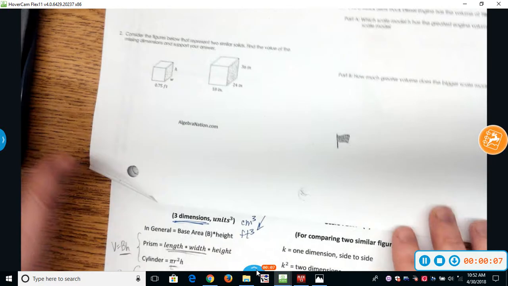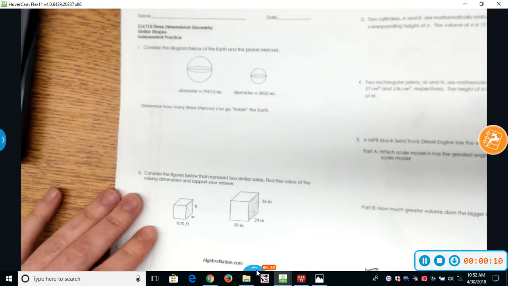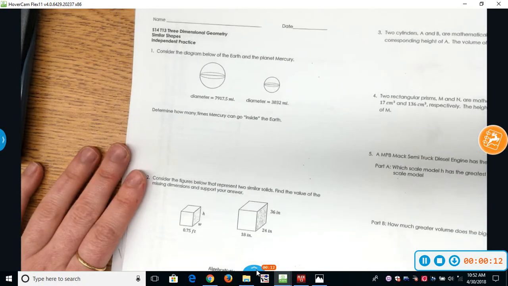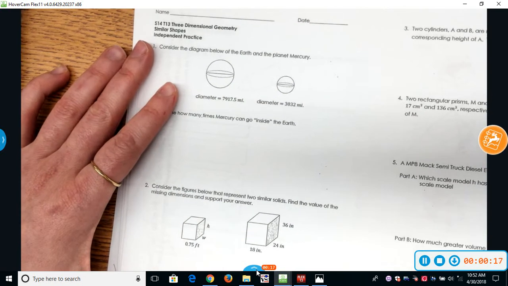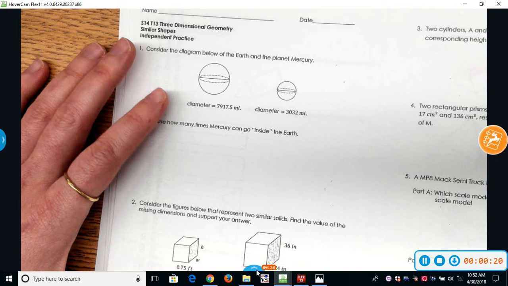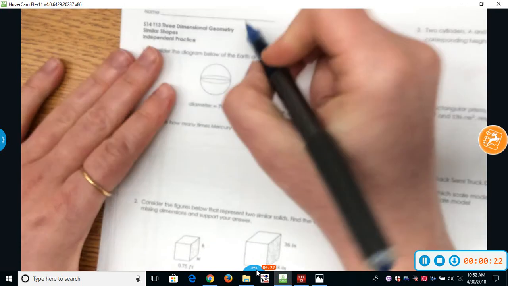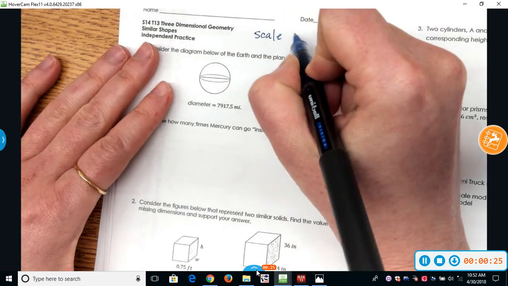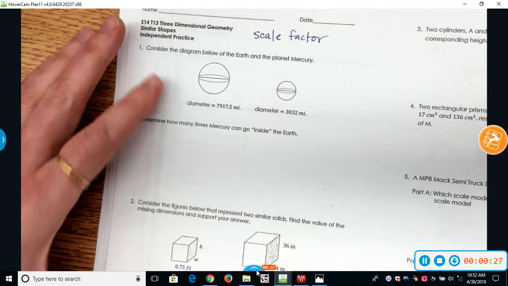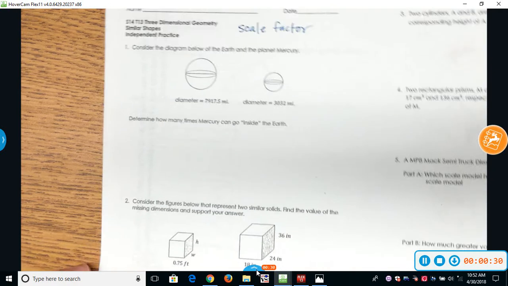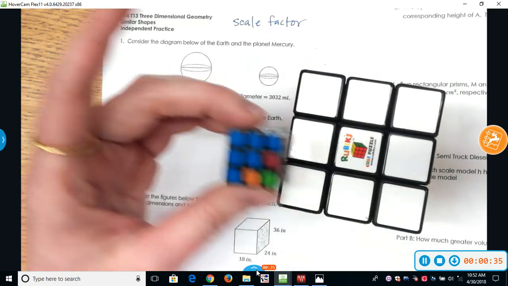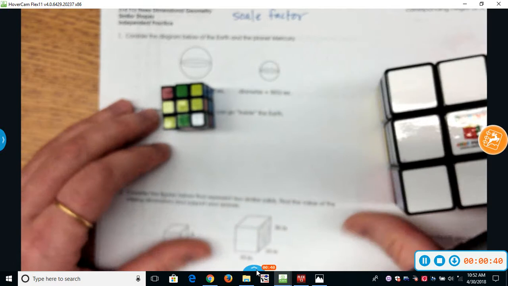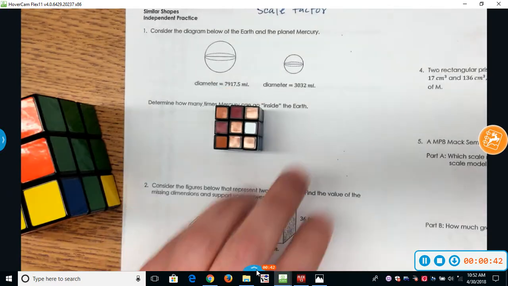Alright guys, so where we left off that we didn't get to before the end of class was this one last worksheet that we needed to go over. It's called Similar Shapes, but the way I refer to it is scale factor. So you have two similar objects and you know they're similar. For example, I have a big Rubik's Cube and a baby Rubik's Cube. They have different dimensions.